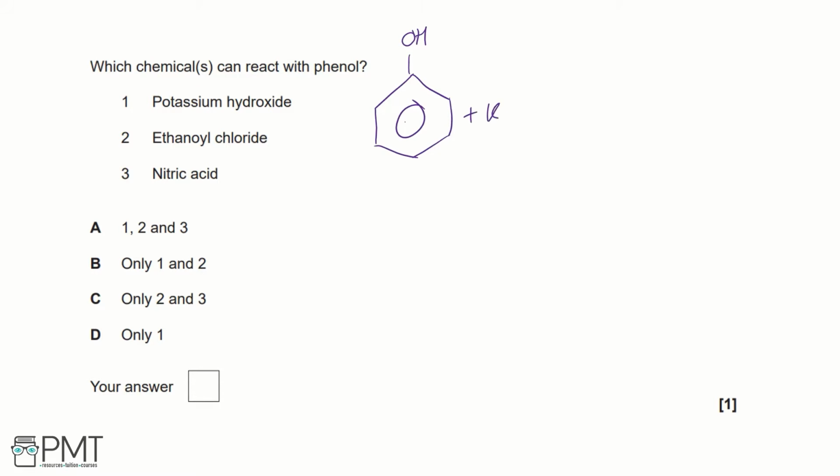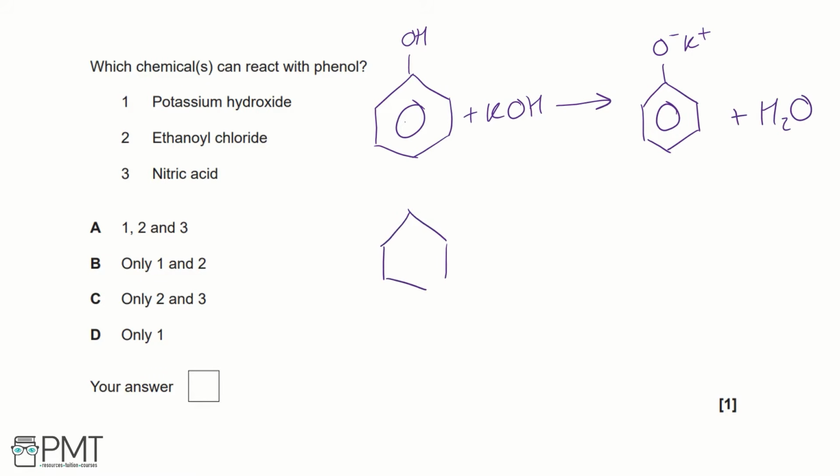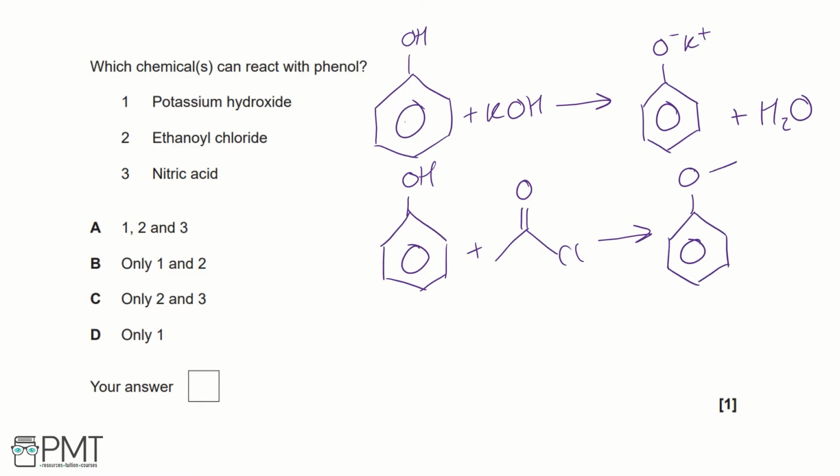So reacting phenol with potassium hydroxide, we would produce a phenoxide ion, and then K plus would then bond and form a salt. So O minus K plus, and then we would have H2O if we were to balance this equation. Then phenol reacting with ethanoyl chloride, so drawing skeletally ethanoyl chloride here, we would form an ester group with the phenol attached. So we have our O or CO, then our C double bond O, and our R group. Balancing this equation, we would have HCl produced.